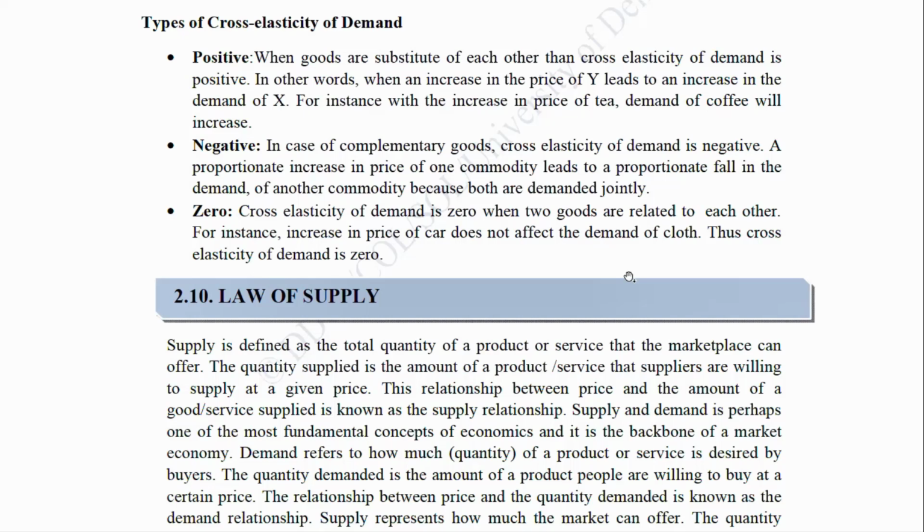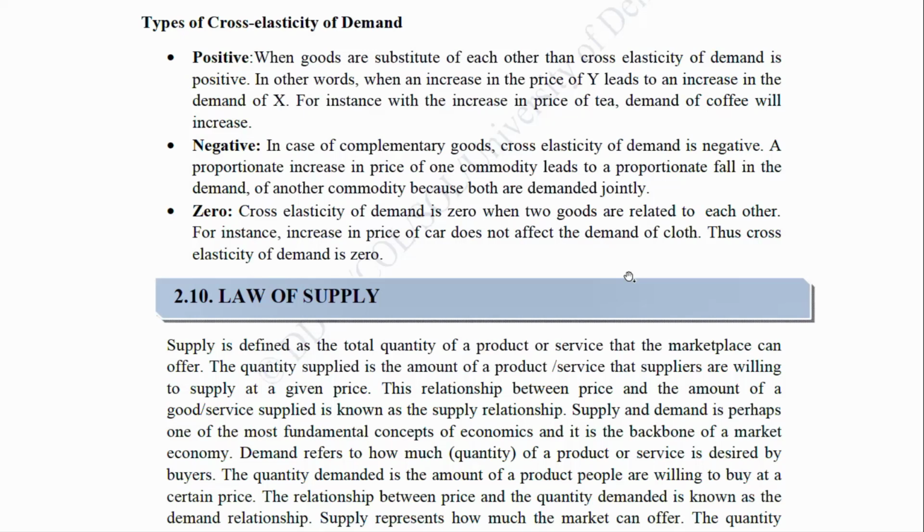Second, negative. In the case of complementary goods, cross elasticity of demand is negative. A proportionate increase in the price of one commodity leads to a proportionate fall in the demand for another commodity because both are demanded jointly.